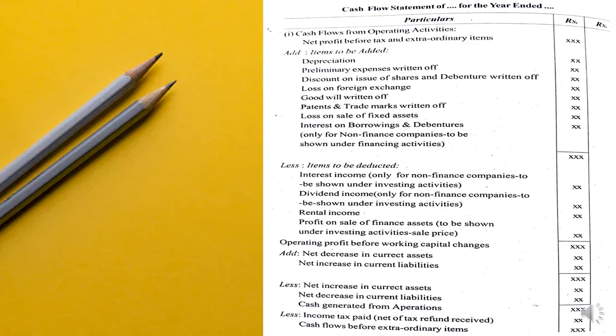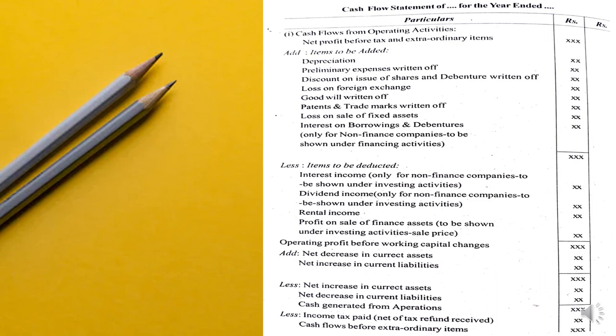With it you should deduct certain items like interest income, dividend income, rental income, profit on sale of financial assets, etc. And after that you will be getting operating profit before working capital changes. Again with that you have to add the net decrease in current assets and net increase in current liabilities. You will be getting one total.